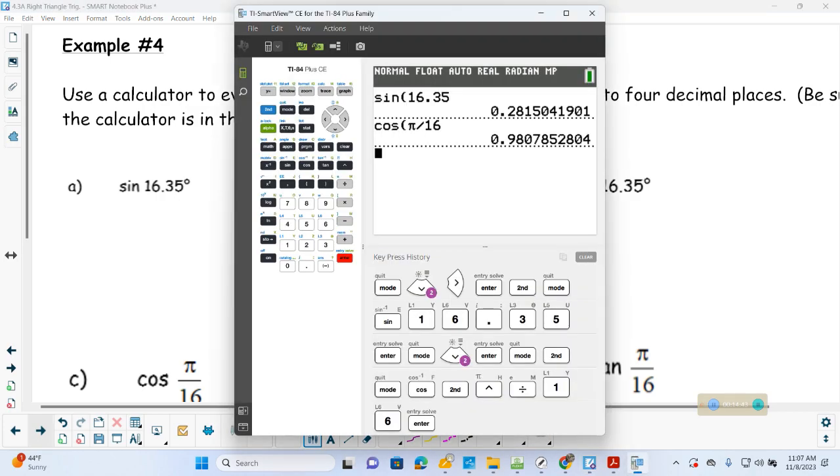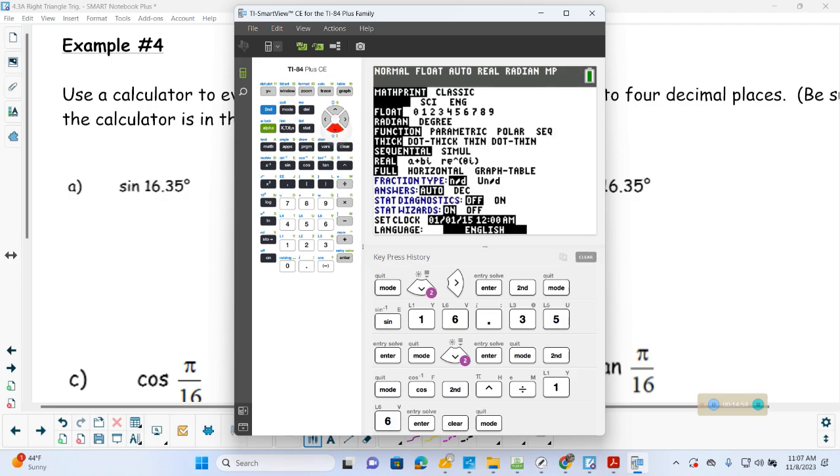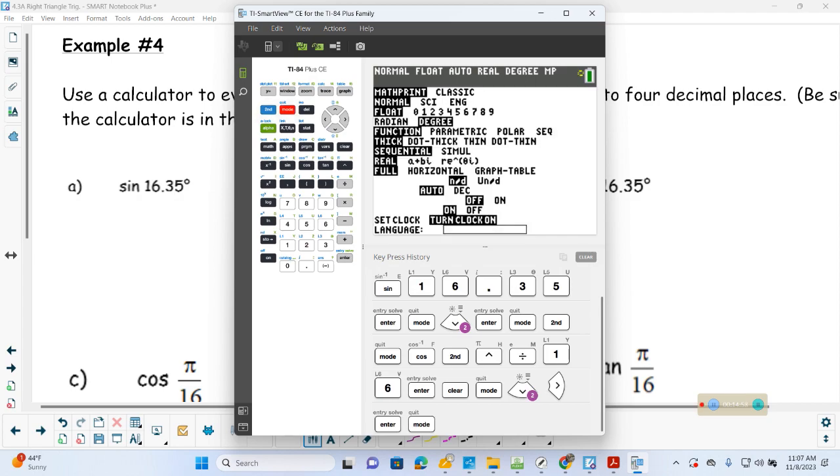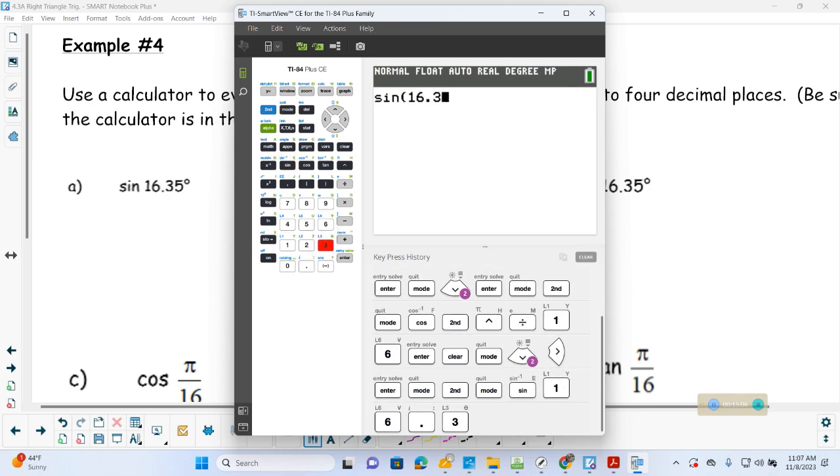So let me pull up my calculator here. Let's take a look. I'm in radians right now. I could keep it and just do C and D, but for the sake of it, I'm going to do them in order. I'm going to go into my mode and put this back onto degrees so we can type these first 2 in. All right, nothing fancy here. We're just going to hit sine 16.35. I'm going to let you write that down, round to 4.